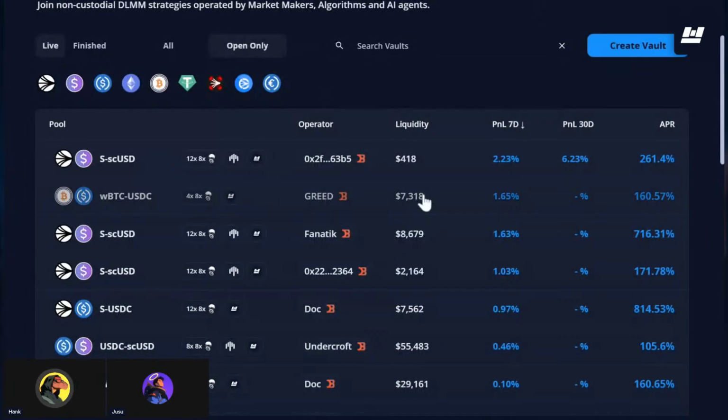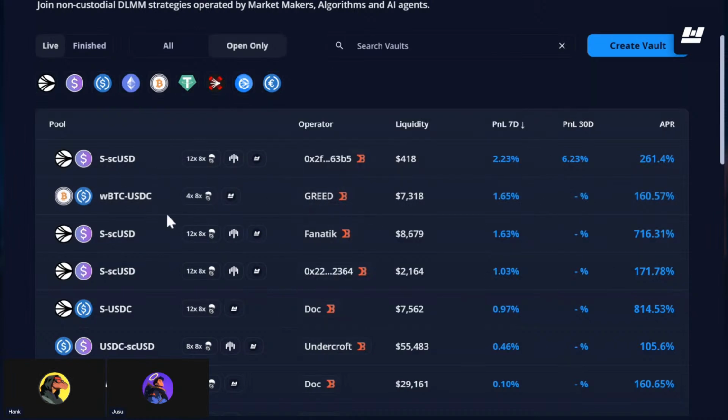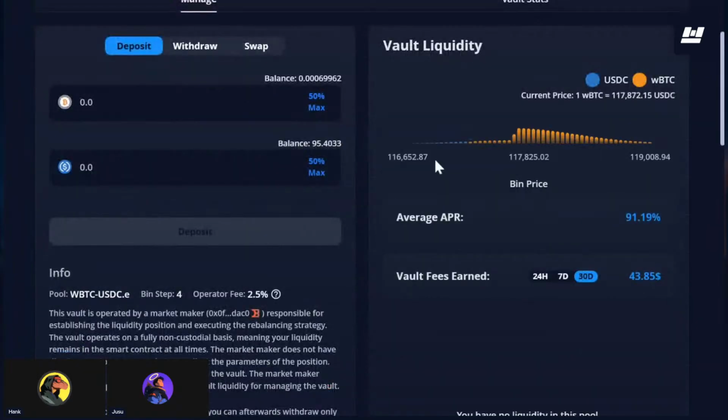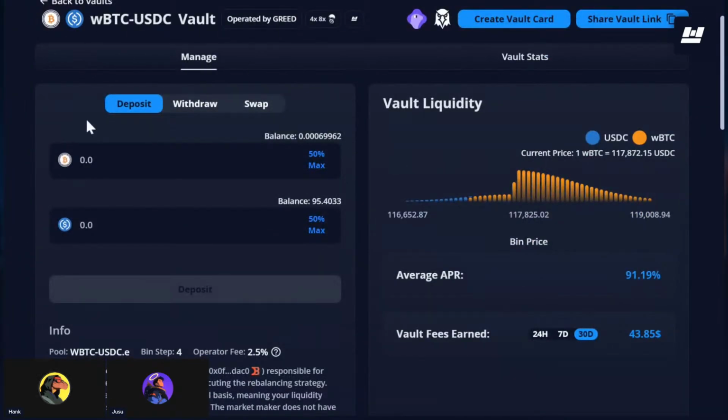Okay, that being said, let's look at the first one, and I'm going to take here this Greed wallet, and it's performing quite nicely. So I'm going to click here. First up, what you can see, this is the field to deposit, and you can see here on the right, how in this vault the liquidity is allocated. I always find it quite nice to see. I think it's pretty cool.